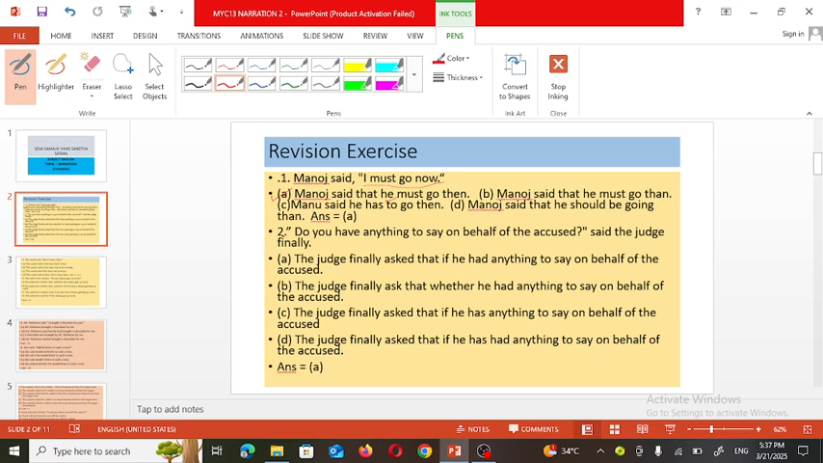Now see the second example. "Do you have anything to say on behalf of the accused?" said the judge finally. Now, this is a dialogue said by the judge. So we can write, the judge finally asked. Why is this word taken here? Because it was a part of our dialogue, meaning, said the judge finally. So, the judge finally asked.